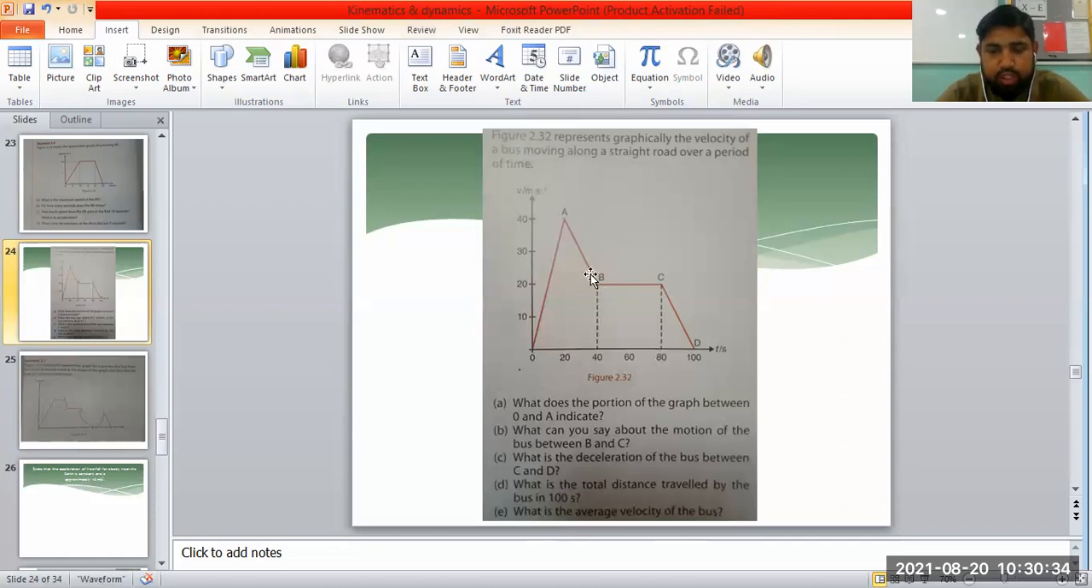So for this, you will have to calculate the area under the graph. So that will include this part, O to A, that will be a triangle. Then you will have to calculate the area under the graph AB, that will be a trapezium, or you can further divide it into a triangle. So find out the area under this graph.